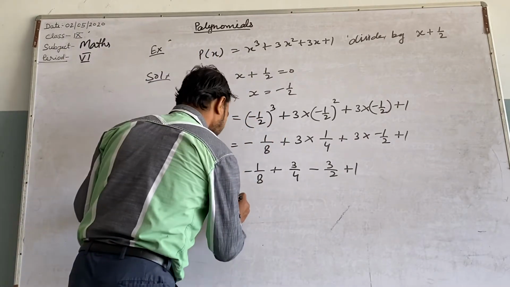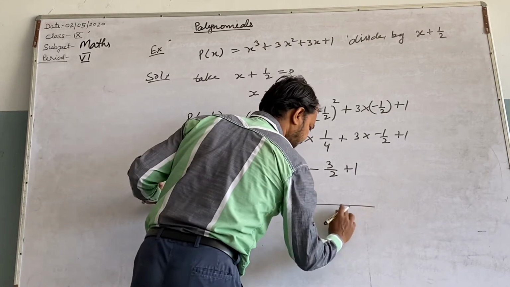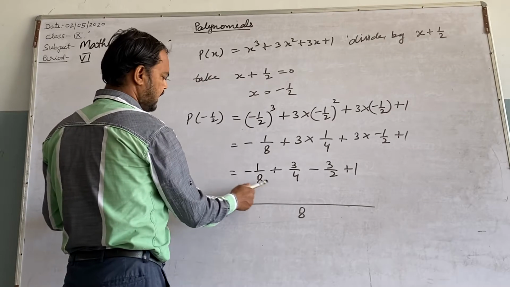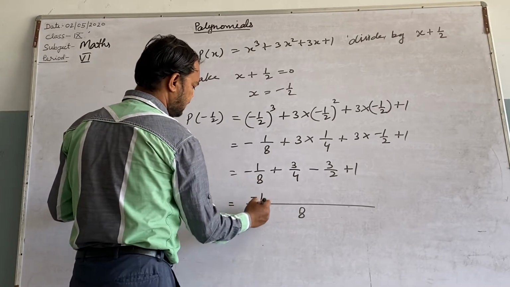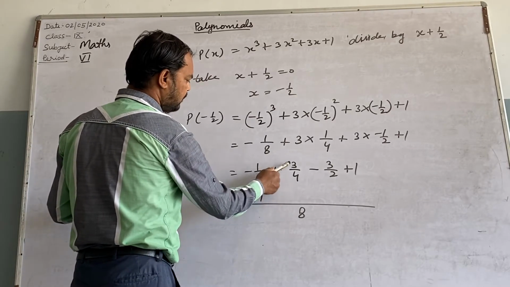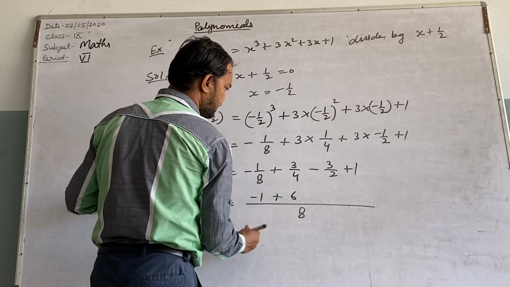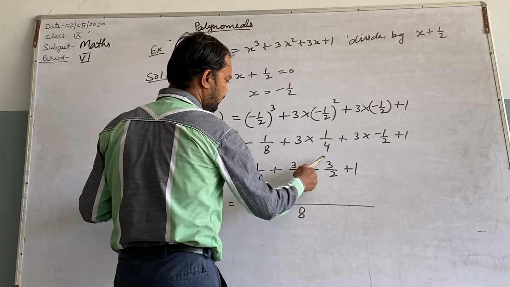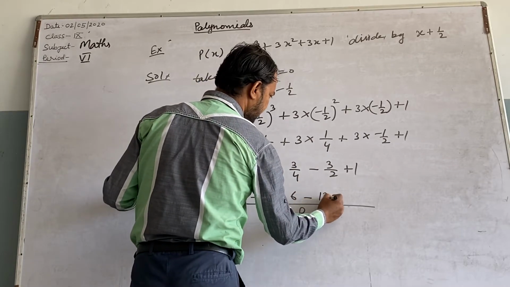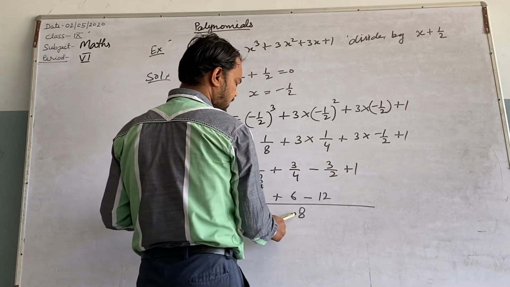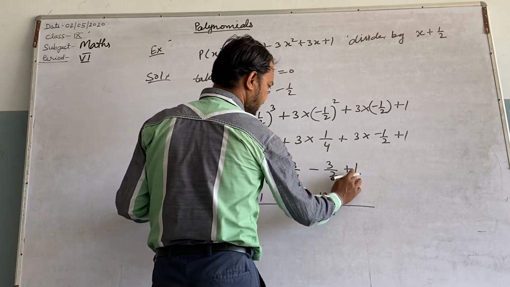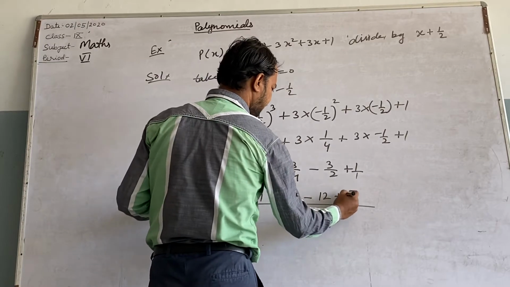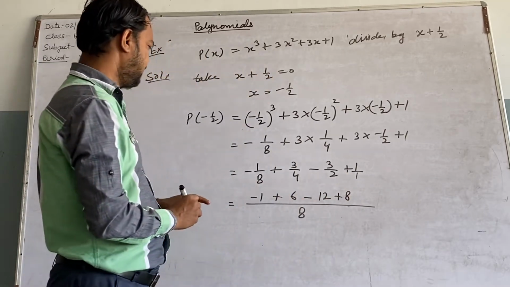Then you can add and subtract by taking LCM here. Now LCM is 8. 8 ones are 8, so you can write here minus 1. 4 twos are 8, 2 multiplied by 3 gets 6. 2 fours are 8, 4 multiplied by 3 gets 12. 1 eight is 8, you can write here 1 also.